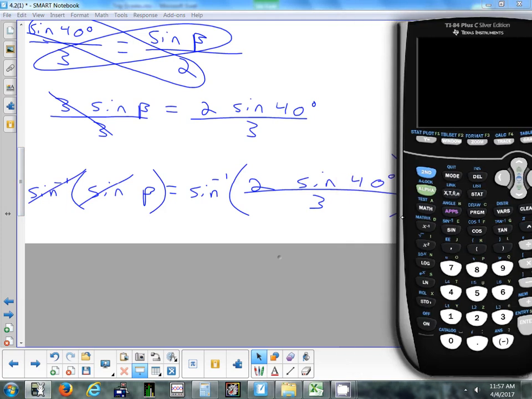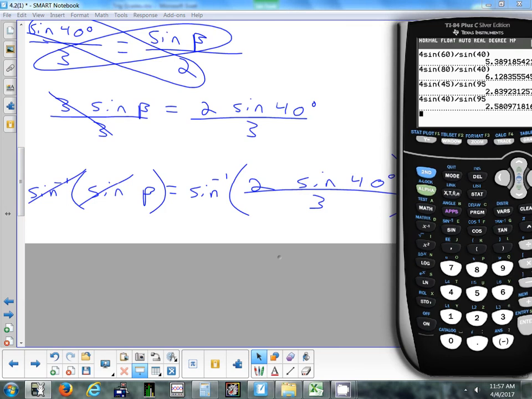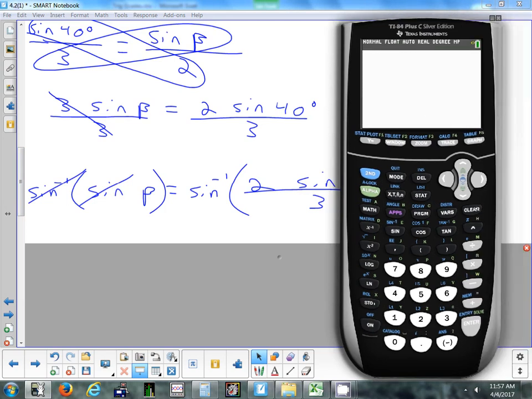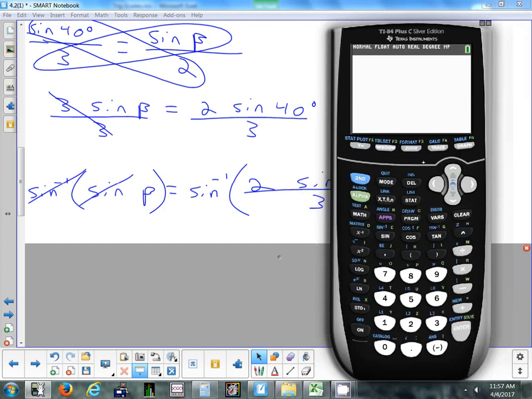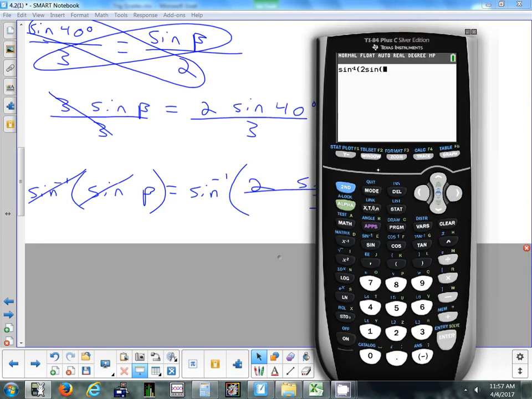Once I type that in, if this is a no solution problem, the calculator will give me an error. Otherwise, if the calculator gives me a number, then I'm guaranteed that there's at least one solution. So let's type that in: inverse sine of 2 sine 40, and divide by 3. And I get 25.374. So this is not a no solution. If it was, I would have just gotten an error, and I didn't.